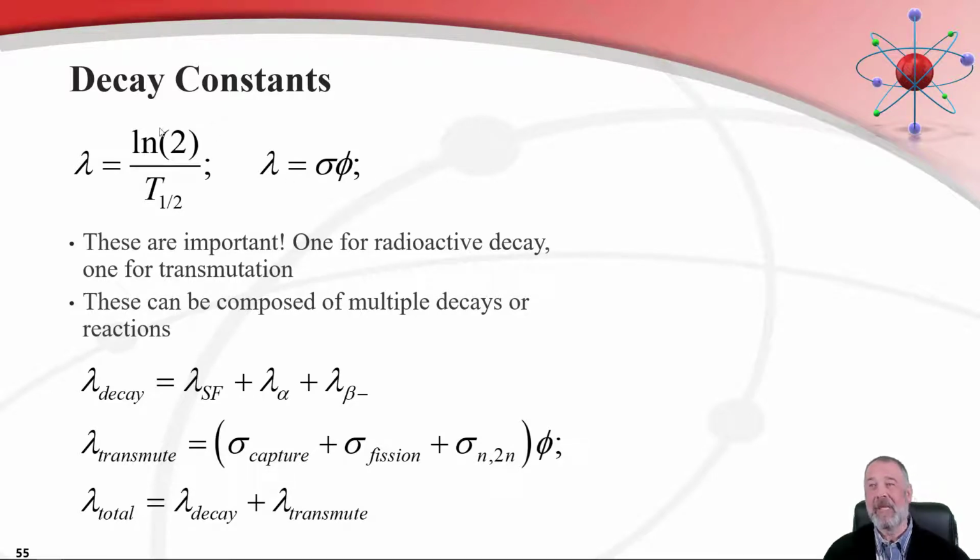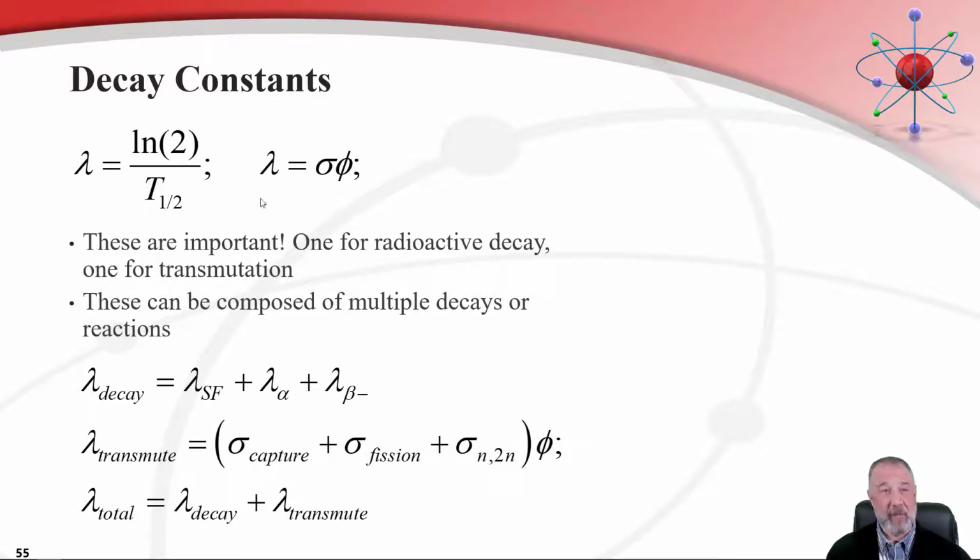However, we can look at our interaction probabilities in two different ways. The first one is the decay probability, or decay constant, which is lambda. Now lambda is related to the half-life by this one formula. So if you know the half-life, you can calculate the decay constant and vice versa. And this purely has to do with radioactive decay of a particular isotope.